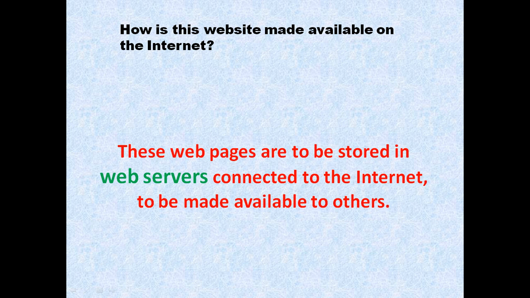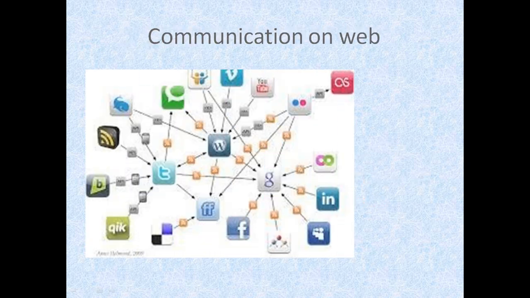So how is this website made available on the internet? These web pages are to be stored in the web servers that are connected to the internet so that others may access them. It is publicly available and everyone can access it. So this is how the communication takes place via routers between various websites.